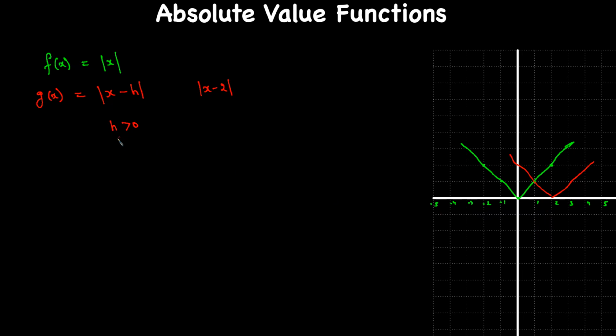And now let's say if h is less than 0, h is negative, that means g of x is equal to x plus 2. Okay, if it is negative 2, move the graph to the right by two places. If it is positive 2, then this graph will move to the left by two places. So the new graph will be over here. All right.